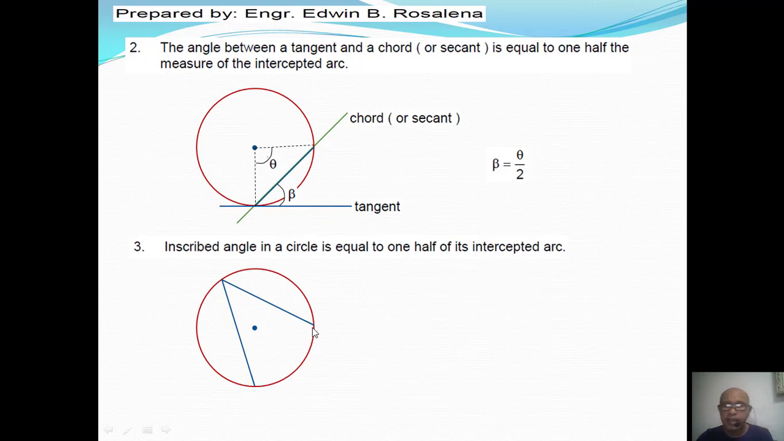And the measure of that arc is equal to the angle at the center. So if this arc measures angle theta, then the measure of the inscribed angle, beta, is equal to theta over 2. So the inscribed angle is equal to 1/2 of the intercepted arc.